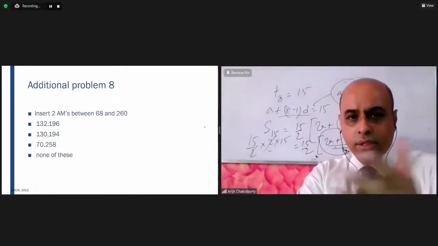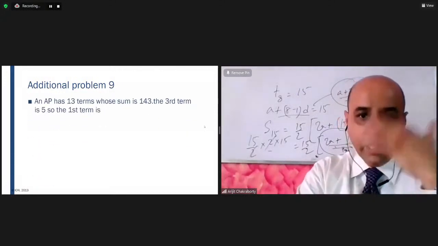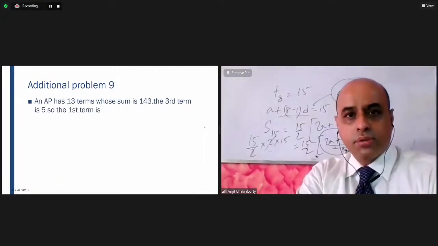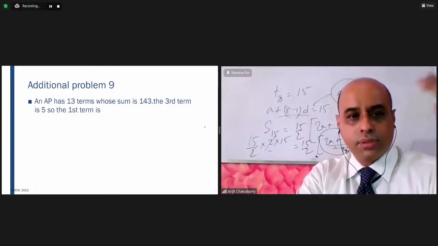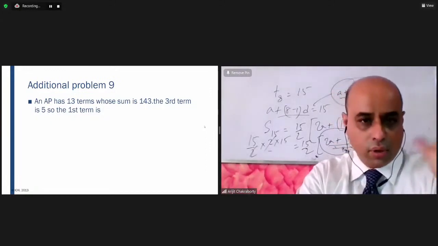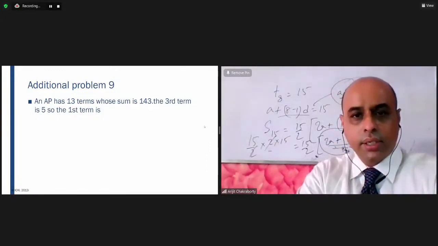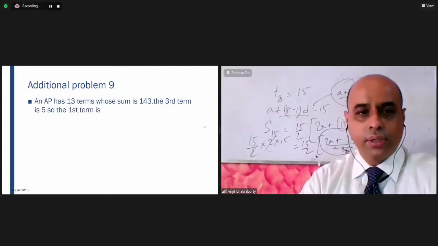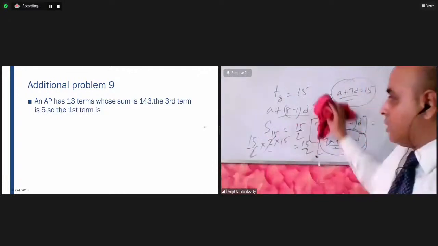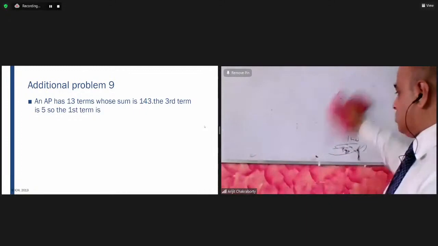We have done problems like this. If an AP has 13 terms, whose sum is 143, the third term is 5. So the first term is what? So it has 13 terms, sum is 143, the third term is 5. Just let us carry it out and check.